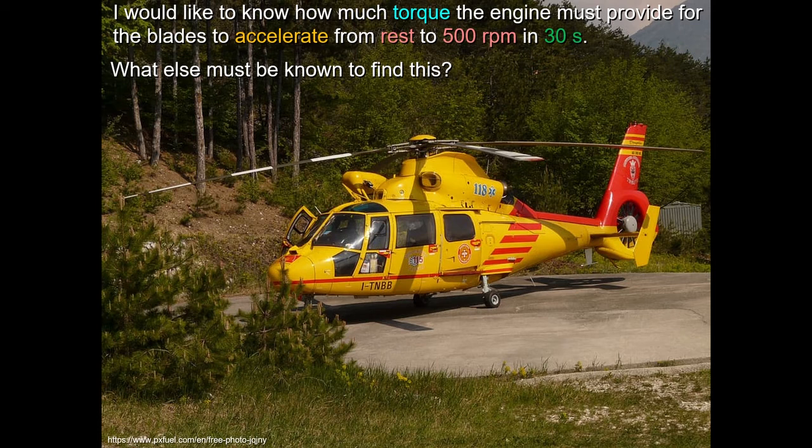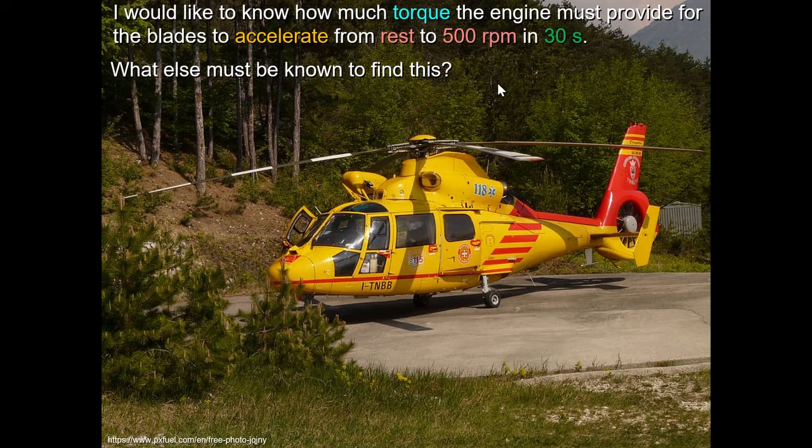All right, let's apply that here. We already looked at that angular momentum was not conserved because there was this torque provided back here. But let's say in addition to that, the engine is going to get this thing spinning faster and faster. So my question is, I would like to know how much torque the engine must provide for the blades to accelerate from rest to 500 revolutions per minute in 30 seconds. Okay?